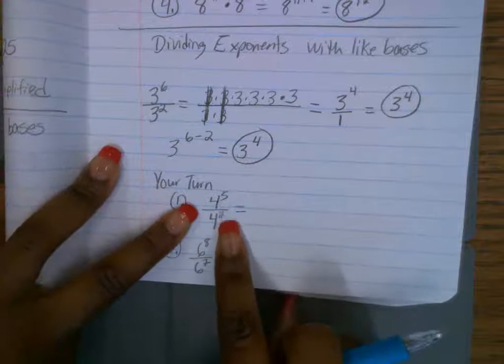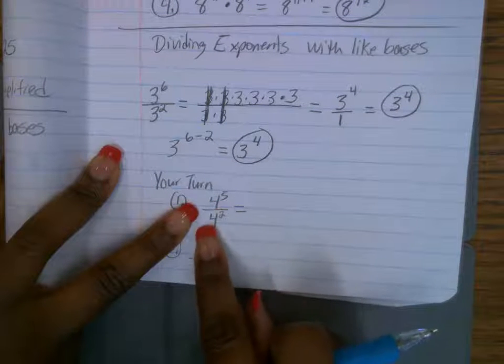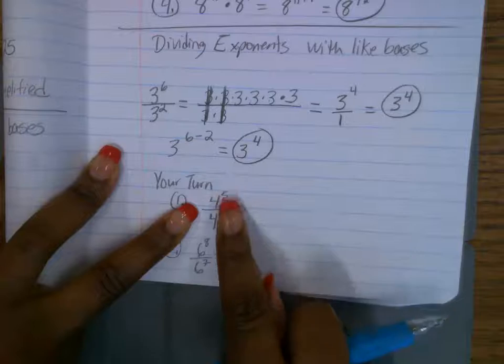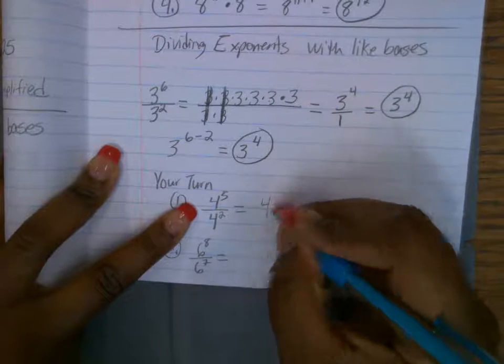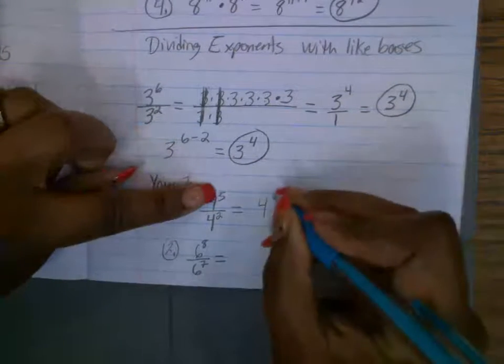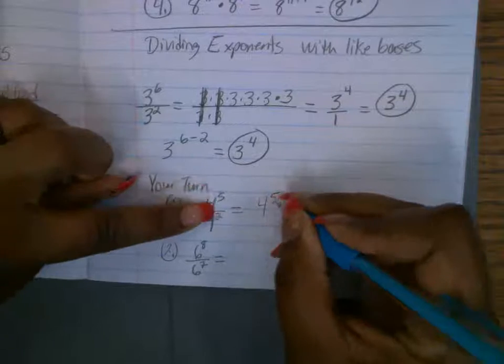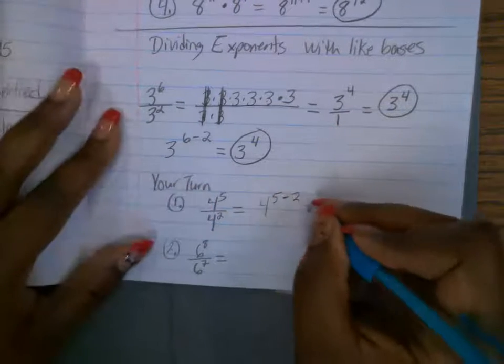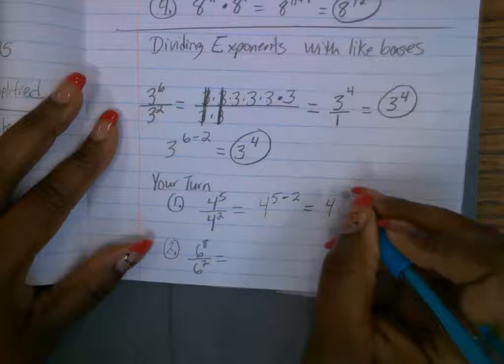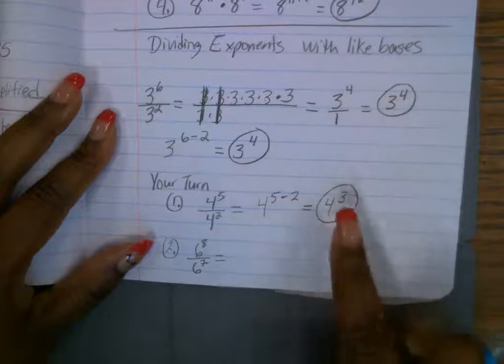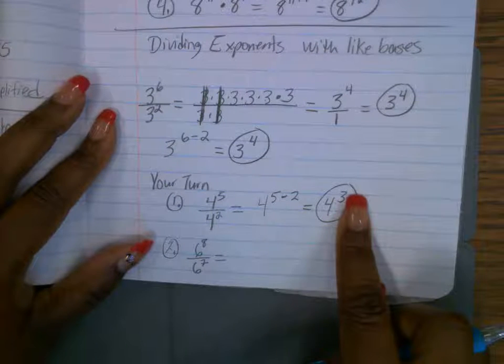Here, when the bases are alike, we subtract the exponents. So we're going to say 4, and 5 is the top exponent, so it goes first. 5 minus 2 is 3. So this is my answer: 4 to the 3rd power.